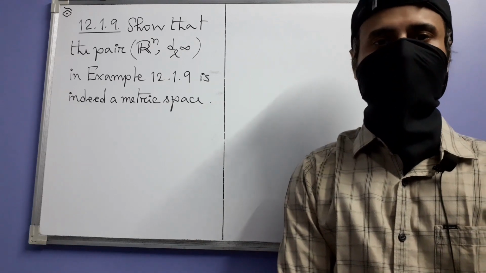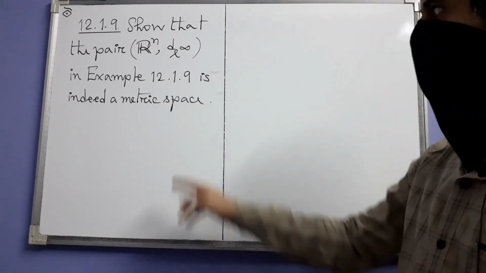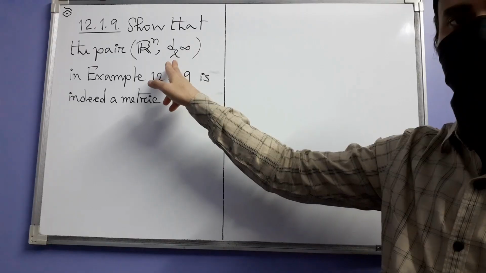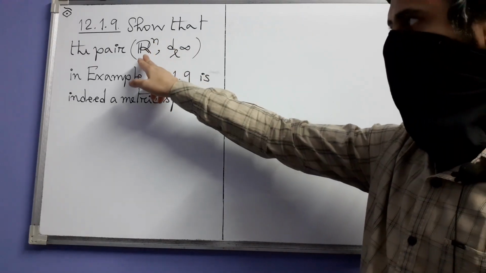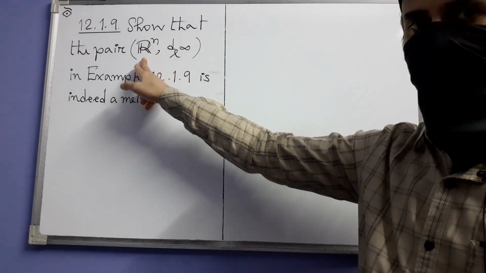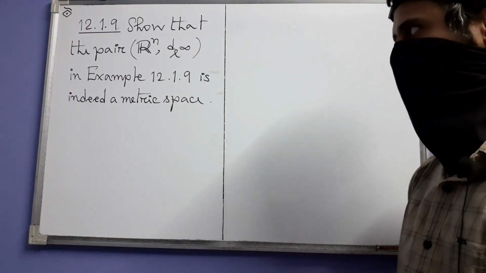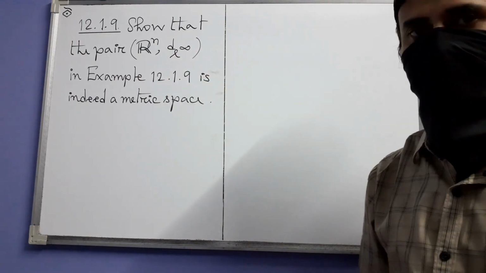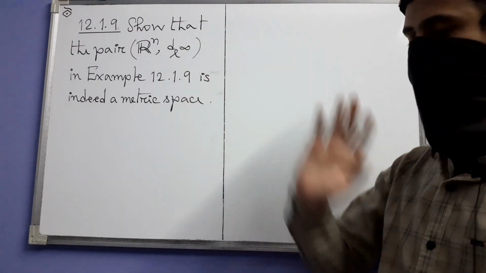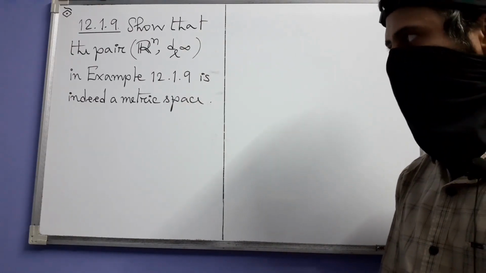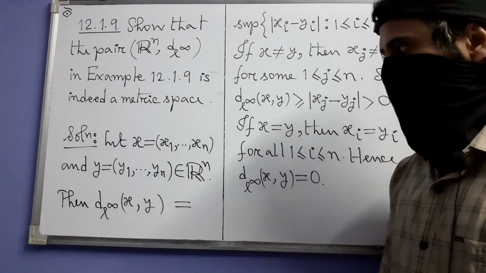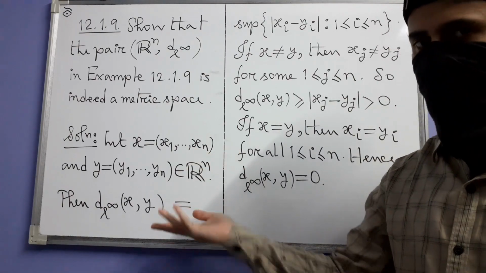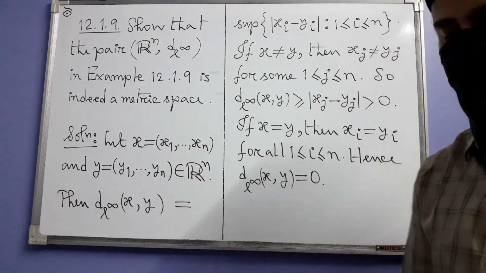Next we have exercise 9, and in this one we have the distance function dl infinity on the set Rn of all n tuples of real numbers, ordered n tuples, and we came across this in example 9. So now we have to prove that this is a metric space. The solution starts like this. We saw similar solutions before.